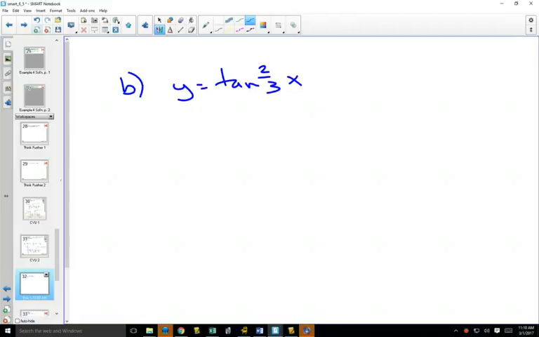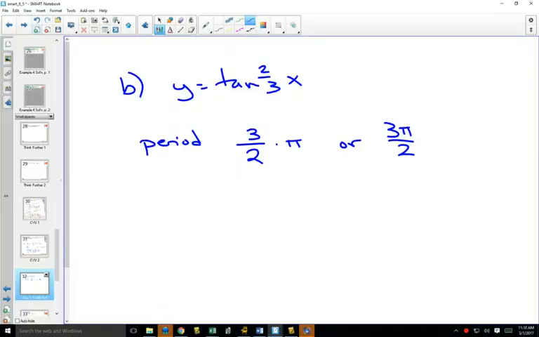So this is going to multiply our x values by 3 over 2. So for the tan graph, the period was pi, and now the period will be 3 over 2 times pi, which will be 3 pi over 2.